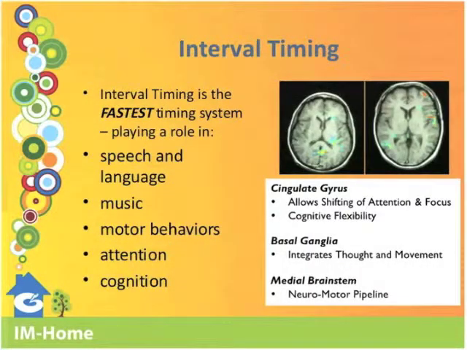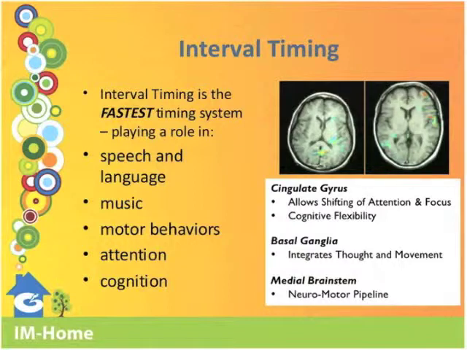Interval timing is one of the timing systems. It's the fastest timing system. It plays a role in speech and language, music, motor behaviors, attention, cognition, and other areas. But those are the main areas that it plays a role in. What you see on the right is a brain that has undergone an MRI. And what this MRI shows is what areas of the brain actually light up when a person is doing Interactive Metronome. What we found from this study is that the cingulate gyrus lights up.